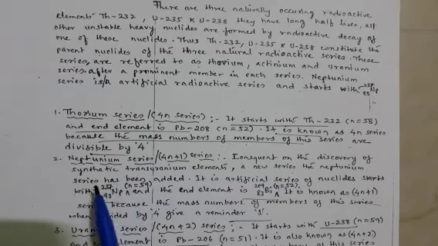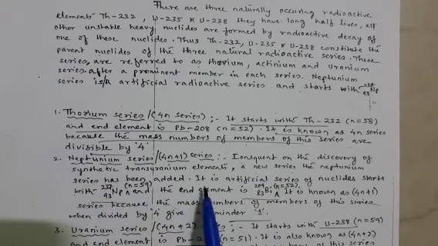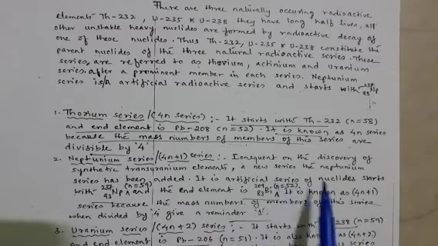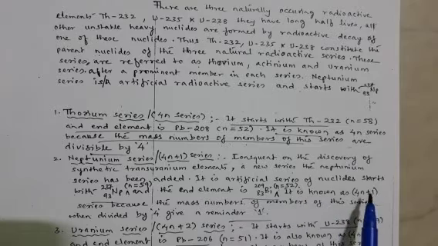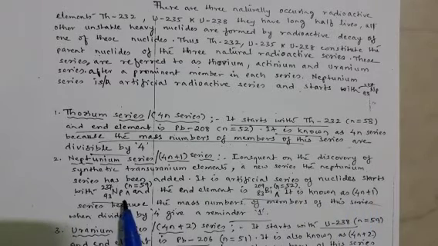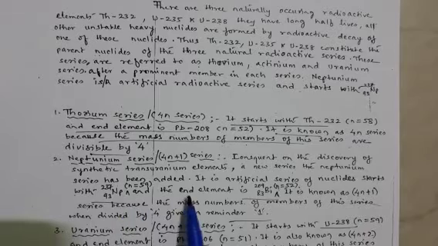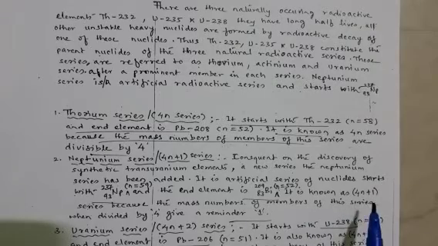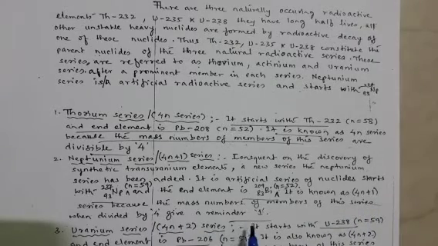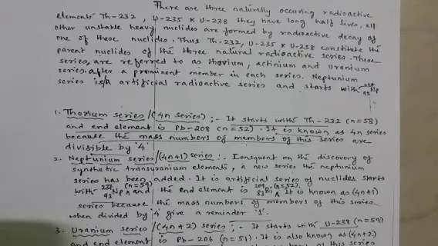The next series is the neptunium series, which is called the 4N plus 1 series. With the synthetic transuranium elements, a new series, the neptunium series, has been added. So it is an artificial series of nuclides. It starts with neptunium-237 and ends with bismuth-209, and it is known as the 4N plus 1 series, because the mass number of the members of this series when divided by 4 will give a remainder of 1. That's why the neptunium series is called the 4N plus 1 series.